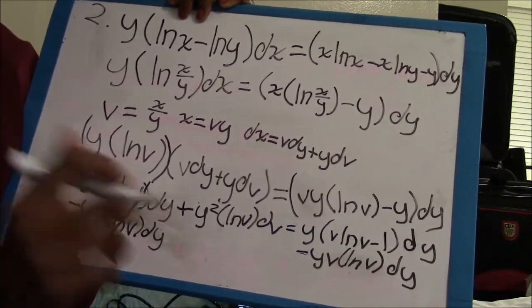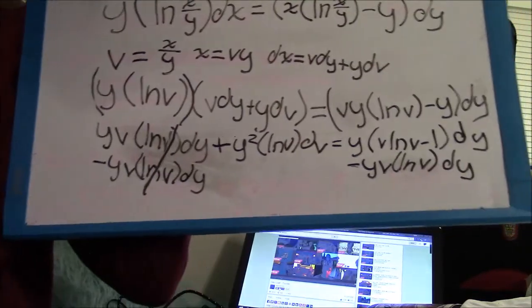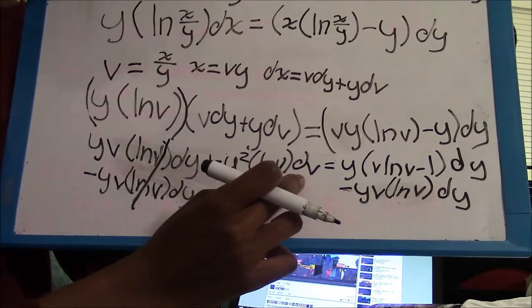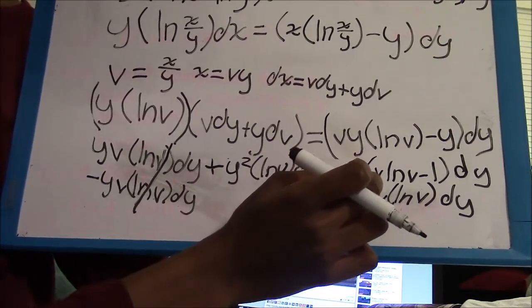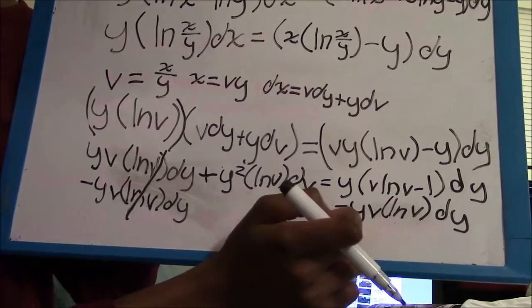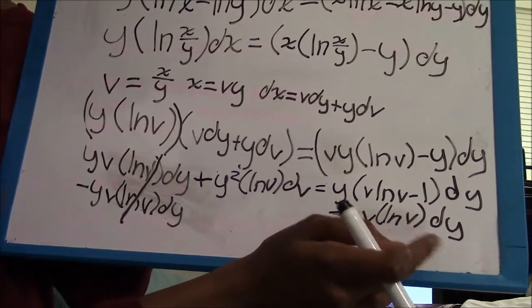Okay, and so this is how far we've gotten on this part. It's going to be y squared times the ln of v dv equals y times v ln v minus 1 dy minus yv ln v dy.